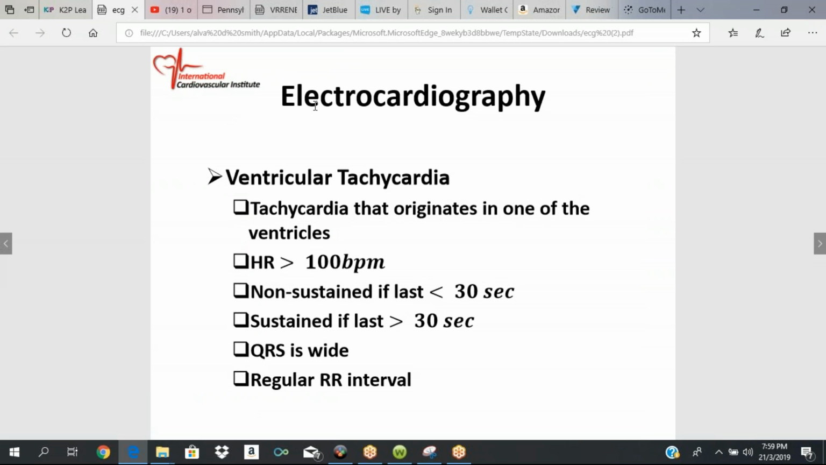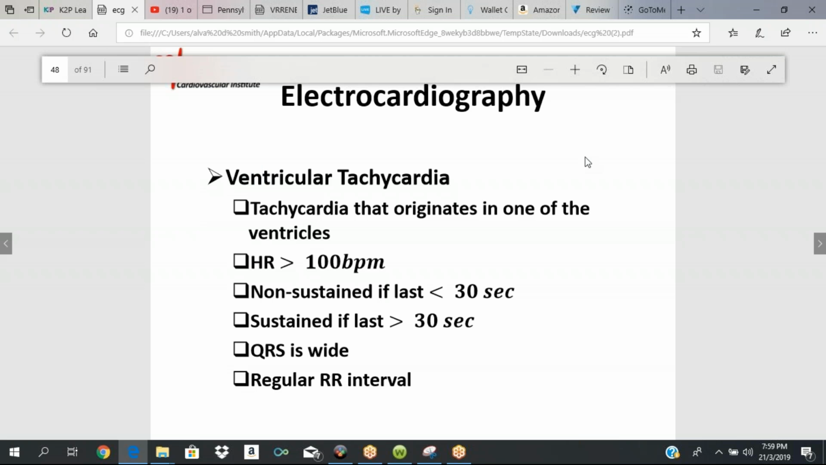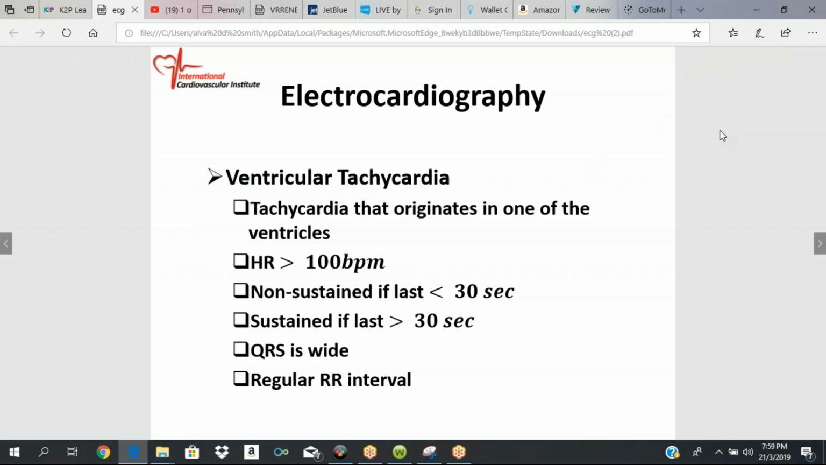And we talked about ventricular tachycardia at the last session. In ventricular tachycardia, the rapid rate comes from the ventricle, which is below the bundle of His. It's a tachycardia that originates in one of the ventricles. The heart rate is usually greater than 100 beats per minute. We say it's sustained if it lasts for more than 30 seconds, and non-sustained if it lasts for less than 30 seconds. Because it's coming from the ventricle, the QRS is going to be wide and bizarre.